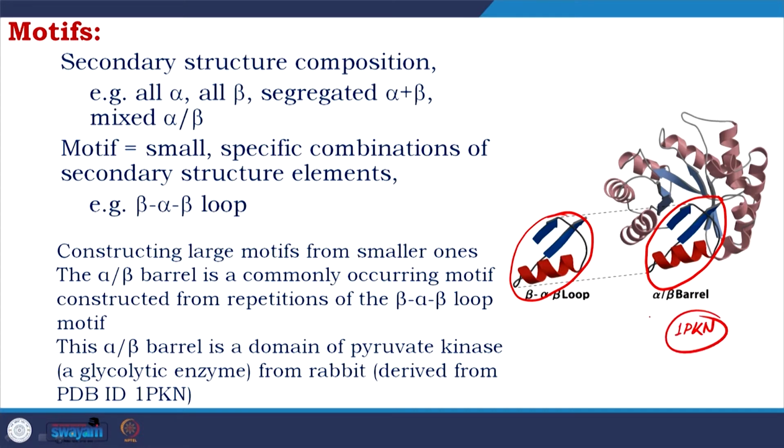PDB ID 1PKN. If you remember, in our first module, the introductory module, I have introduced PDB ID and UniProt ID. PDB IDs are common for a protein's unique structures, like one PDB ID is unique for one structure, but one protein could have many PDB IDs, whereas one protein would have only one unique UniProt ID.